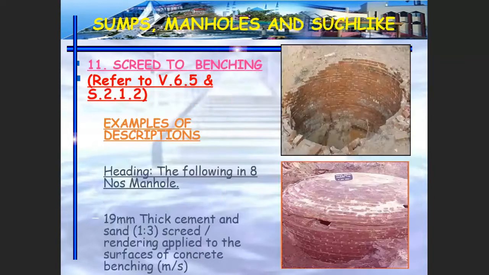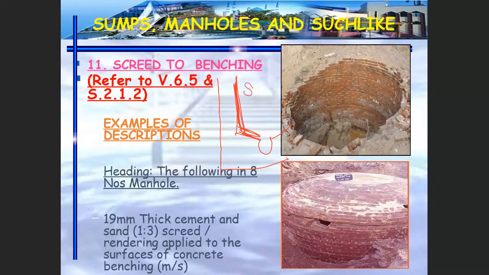Right, after that, the example where you have the screed to the benching. This is also sometimes referred to as rendering. Just now, I showed you the rendering to the sides of your brick wall. So rendering or screed on the benching has to be measured separately because the surfaces are different. That one has also been stated under section S.